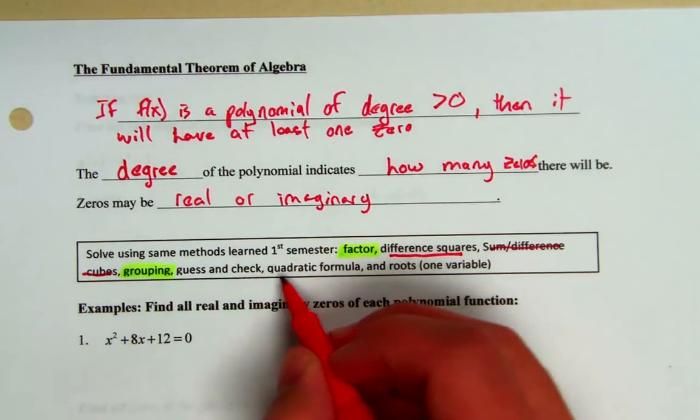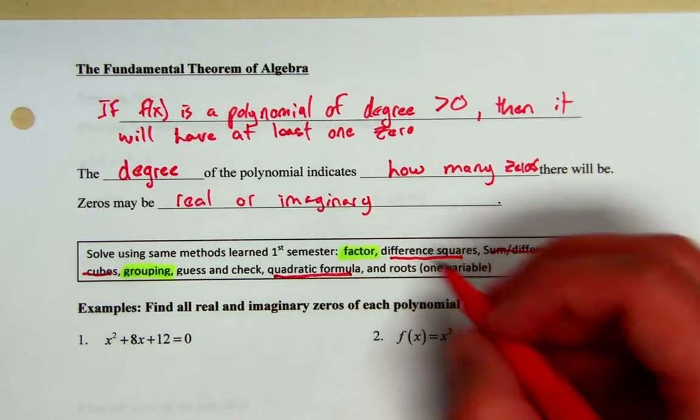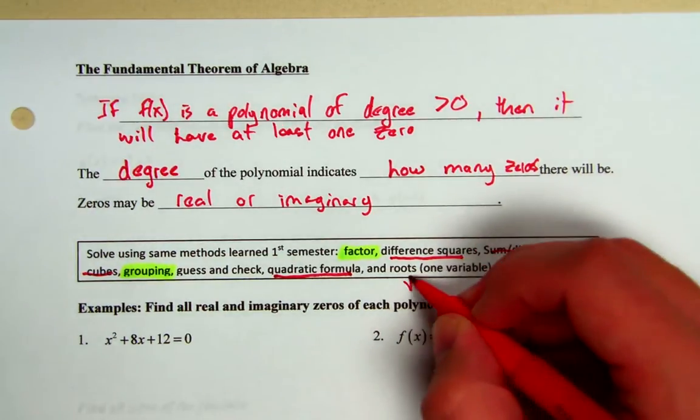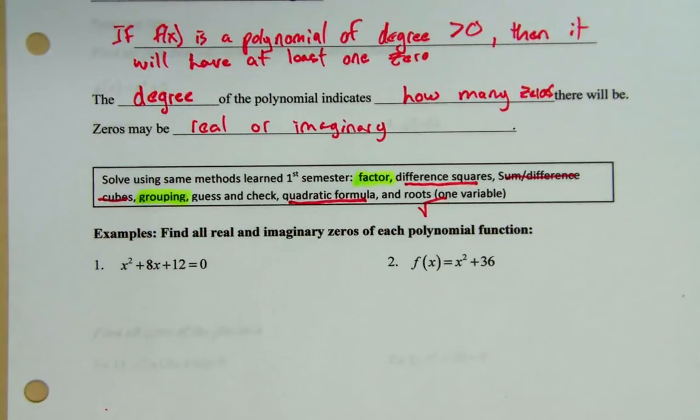Guess and check, another big one is the quadratic formula. Roots, that's the even root property, so like taking the square root of both sides. So when the examples say find all real and imaginary zeros, that means you need to go ahead and factor, group, use perfect squares, all that fun stuff.